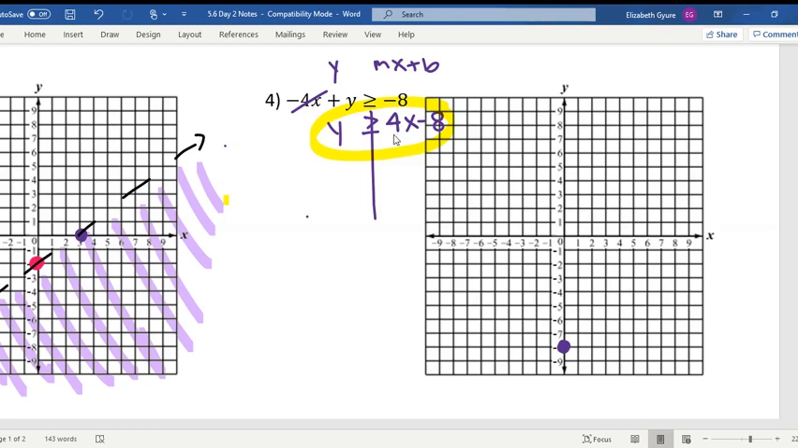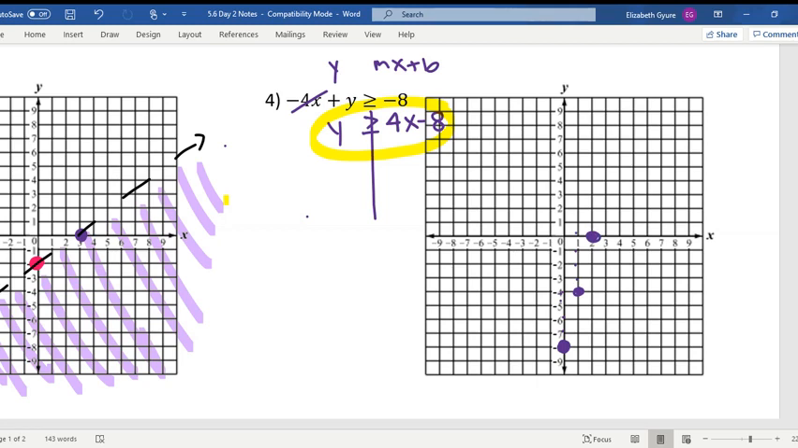Asia says 4 over 1. Can someone explain to me what that means? Do we count up? Do we count down? Yep, good, Nick. We're going to count up 4. So 1, 2, 3, 4, and 1 to the right. And then we can do that again. 1, 2, 3, 4, 1 to the right. Because remember, the more points you can have, the more accurate your line's going to be.